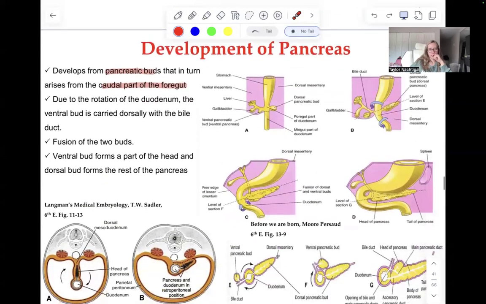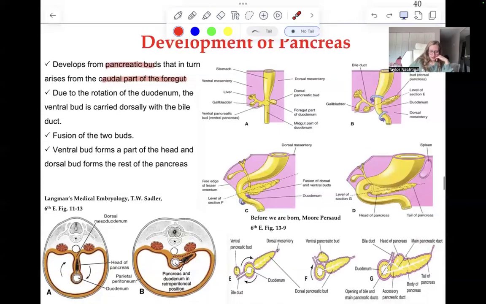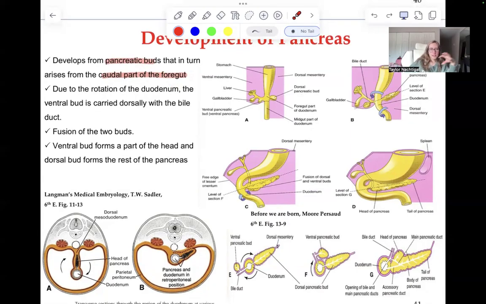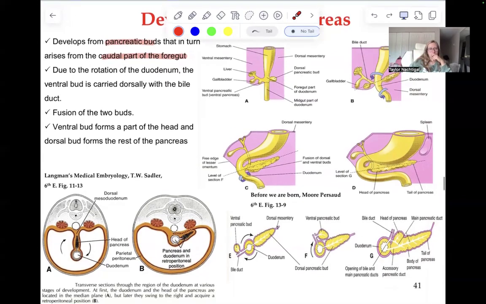Okay, the pancreas. We're almost through foregut. So we have a liver bud. We also have a pancreatic bud that will arise from the caudal part of the foregut. Due to the rotation of the duodenum as the stomach is turning, the ventral bud is originally in the front, but with that rotation, it's taken from the front and moved all the way to the back, along with the bile duct.